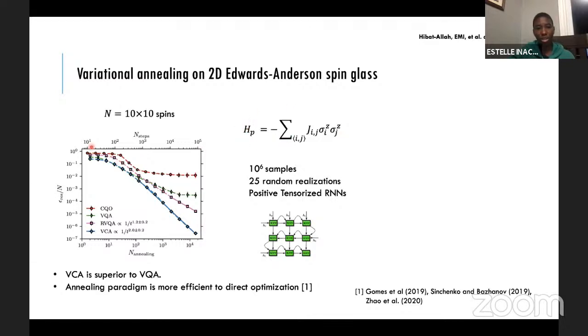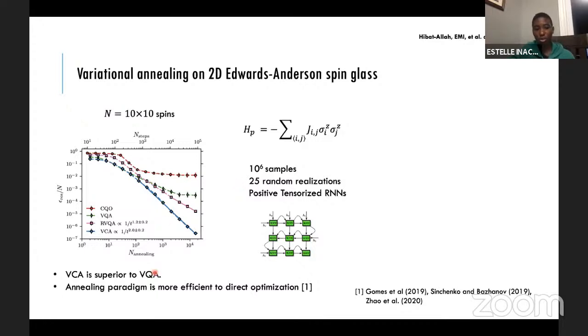So we look at this red data just with respect to the number of gradient descent steps, and we see that as we train the neural network, the residual energy decreases, but it's orders of magnitude far away from what we get with the annealing paradigm encoded. So we do see that doing annealing is important here.